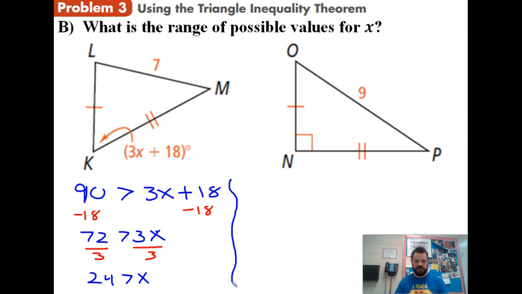All right, so 24 is going to act as my maximum value. Next thing I'll do is set up the minimum. If I have the max, the min's always just going to come from 0. The smallest this angle in the triangle can be is just anything above 0. So we can say that 3x plus 18 is greater than 0. And then we'll do the same steps to solve. I'm going to subtract 18 from both sides. That'll give me 3x is greater than negative 18.